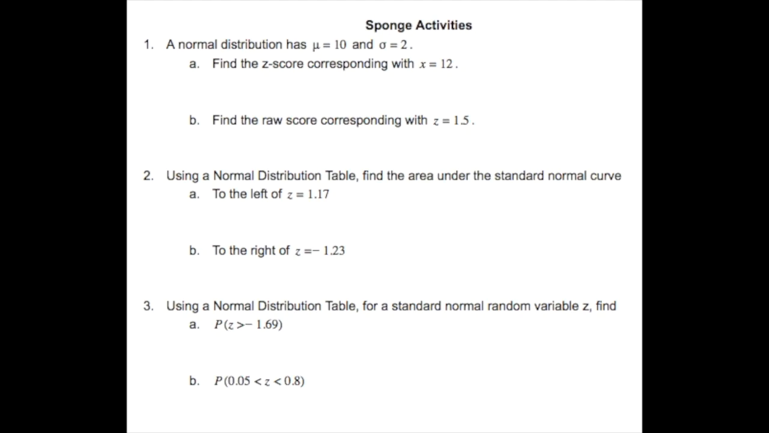Number 2, using a normal distribution table, find the area under the standard normal curve. A, to the left of z equals 1.17. B, to the right of z equals negative 1.23. And number 3, using a normal distribution table for a standard normal random variable z, find A, probability that z is greater than negative 1.69, or B, probability that z is between 0.05 and 0.8.